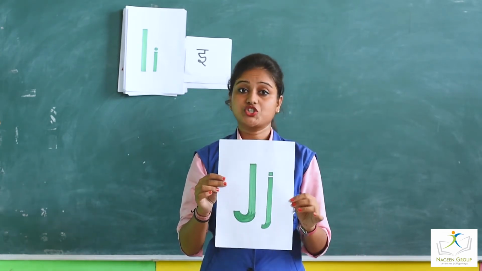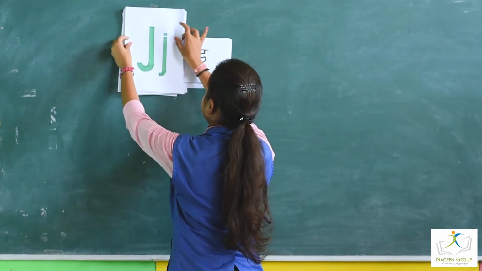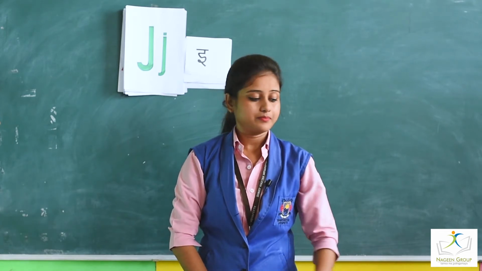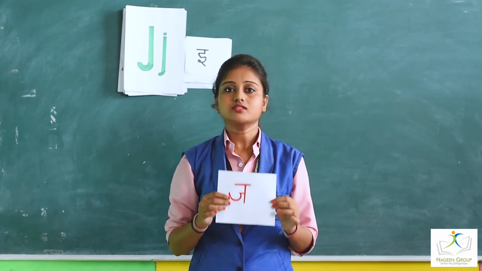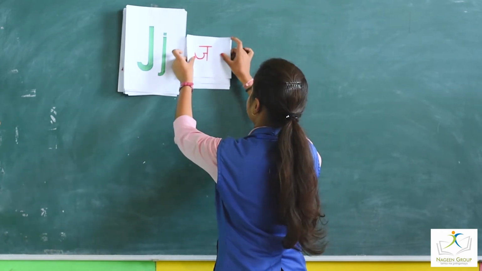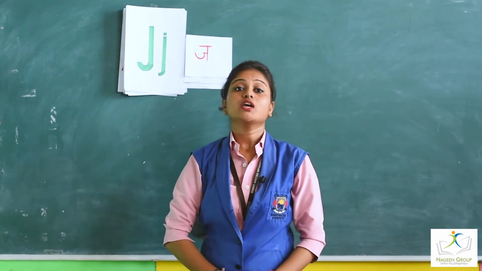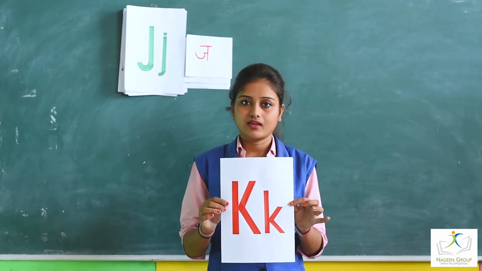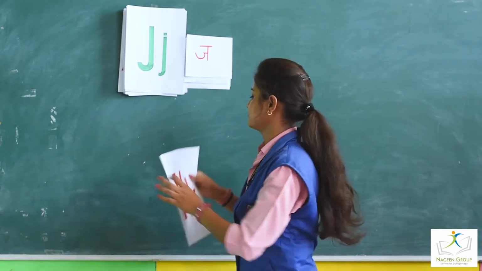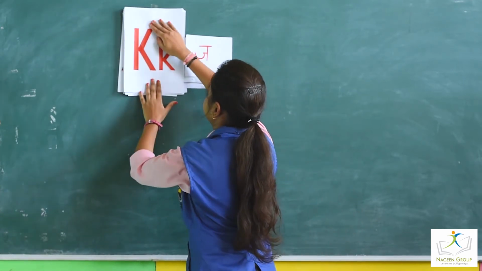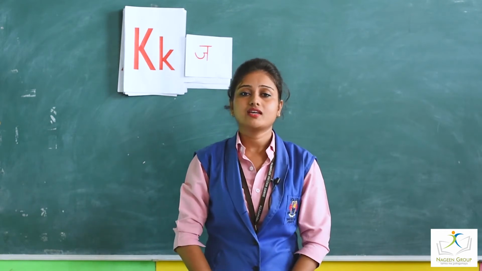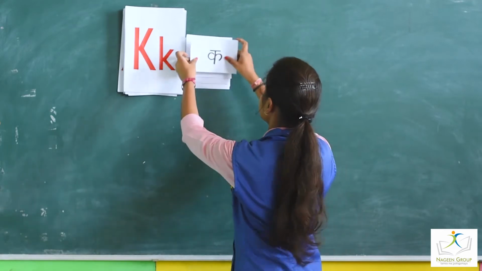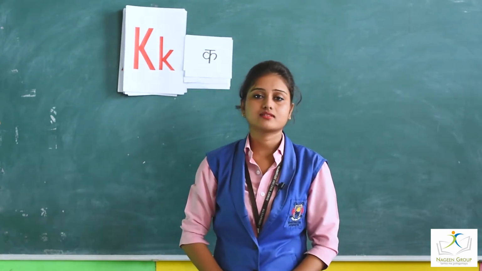Next, I have the letter J. What is this? J. The sound of letter J is J, as in joker, jug. Next letter is letter K. What is this? K. The sound of letter K is ka, ka, ka, as in kite, king.